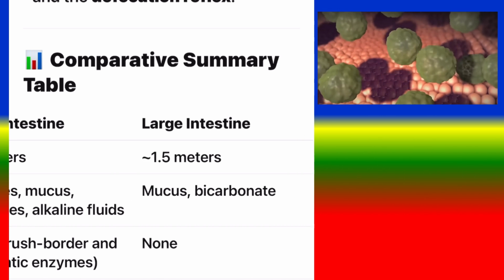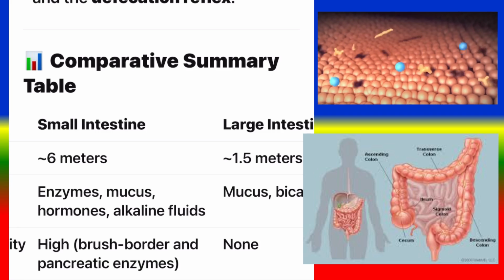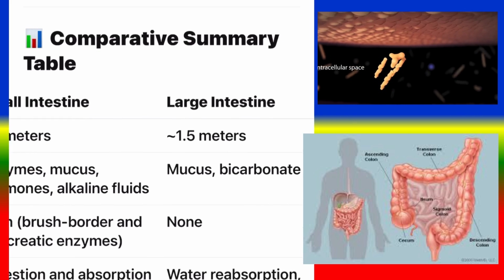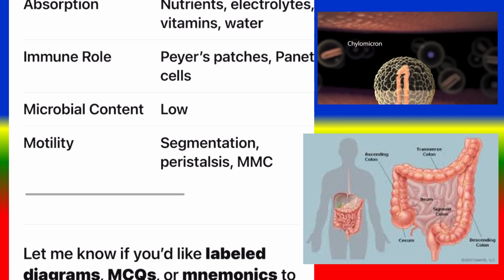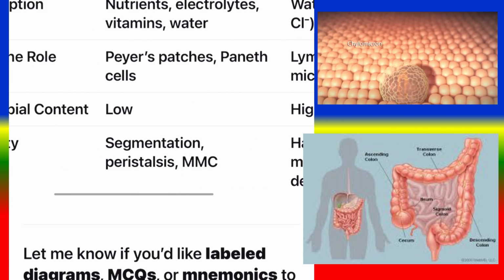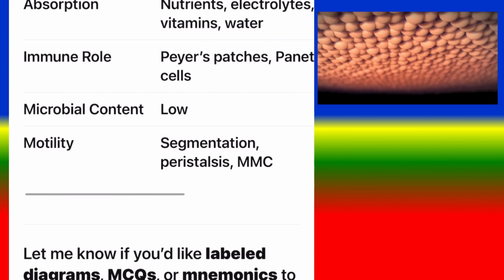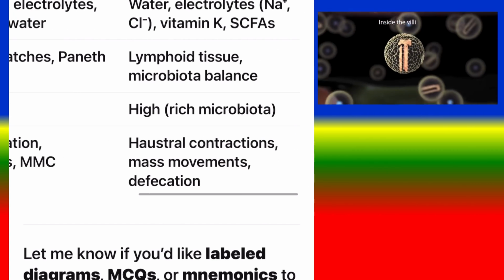Water, electrolytes, vitamin K, SCFAs. Immune role: Peyer's patches, Paneth cells in the small intestine; lymphoid tissue and microbiota balance in the large intestine. Microbial content: low in the small intestine, high with rich microbiota in the large intestine. Motility: segmentation, peristalsis, MMC; haustral contractions, mass movements, defecation.